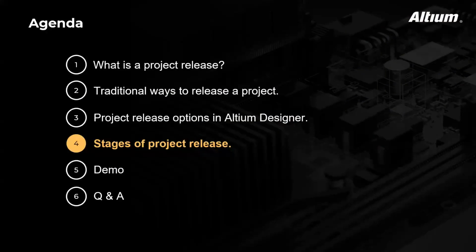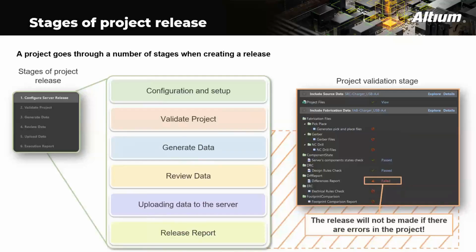Stages of project release. When a project starts the release process, there are 6 steps before it releases the packages. The first step is the configuration step. When you run the release preparation and the project is validated, we configure necessary checks in the output files. It is important to know that when a project fails validation, the release process will be stopped and no information will be released.